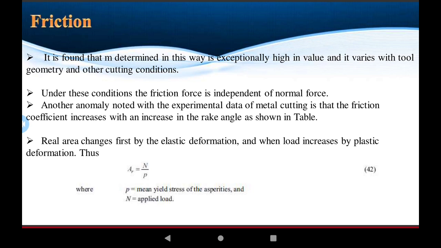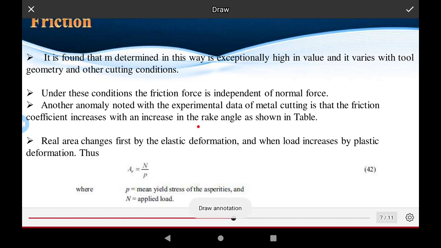The friction is found with the diameter in the experiment, and it is expensive for a high value, varying with the tool geometry and the other cutting conditions. Under these conditions the friction force is independent of the normal force. Another observation from the experimental data in metal cutting is that the coefficient of friction increases with the increase in the rake angle. The coefficient of friction also increases with the rake angle, which shows that the real area changes with the elastic deformation.